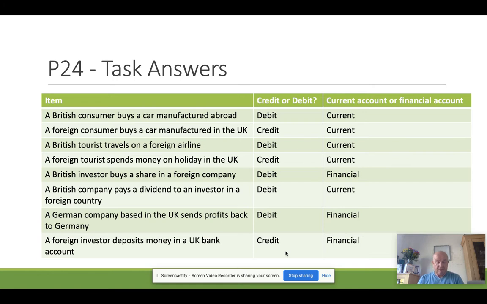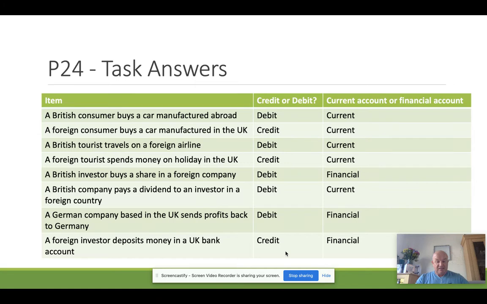Okay. And finally, last but not least, the foreign investor depositing money in a UK bank account. Well, in that case, if they were choosing to do that, probably they would be doing that because our interest rates would be relatively higher than another country, or the country that the foreign investor is investing in at the moment. And that would be a credit, so that would be money coming into our financial account. Okay, so just a few examples just to try and get your head around that as a principle.